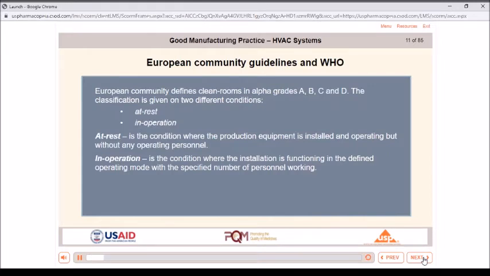European Community Guidelines and WHO. The European Community defines clean rooms in alpha grades A, B, C, and D. The classification is given on 2 different conditions: at rest and in operation. At rest is the condition where the production equipment is installed and operating, but without any operating personnel. In operation is the condition where the installation is functioning in the defined operating mode with the specified number of personnel working.